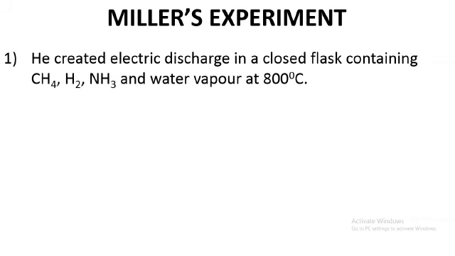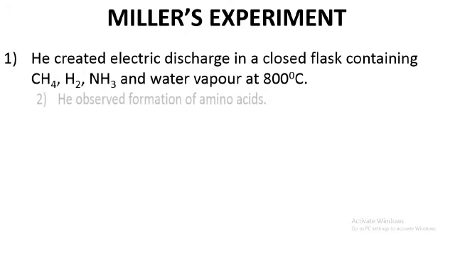Now let us move on to the experimental procedure Miller followed. Miller created an electric discharge in a closed flask containing methane, hydrogen, ammonia, and water vapor at 800 degrees Celsius. After developing the discharge apparatus, Miller evacuated it, that is, he removed the oxygen using the vacuum pump. Then he filled the apparatus with inorganic materials like methane, hydrogen, and ammonia, and water was poured into the boiling chamber, maintained at 800 degrees Celsius. When this water boiled, it produced water vapor, and as the vapor circulated, it carried the remaining gases through the side tube to the discharge chamber.